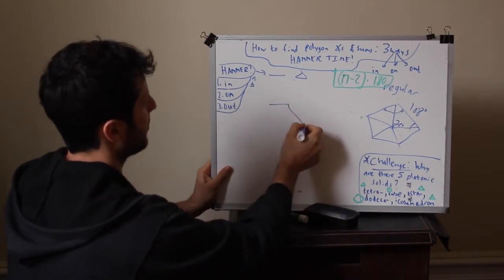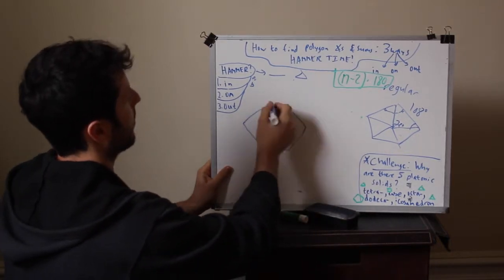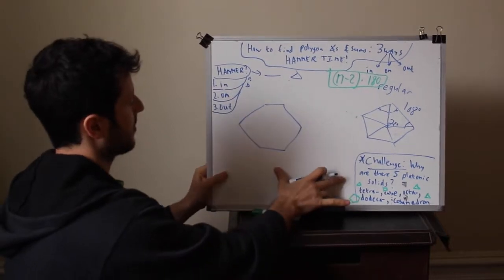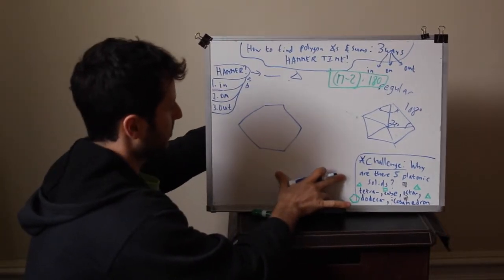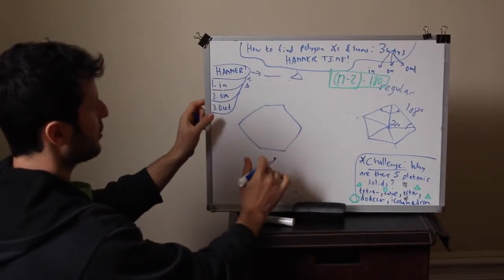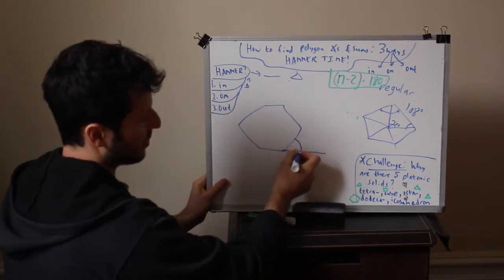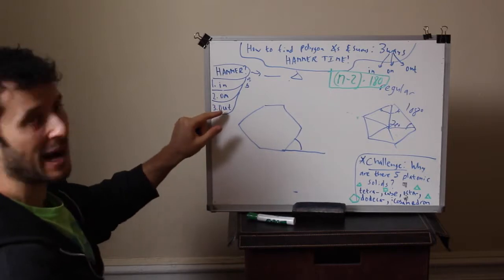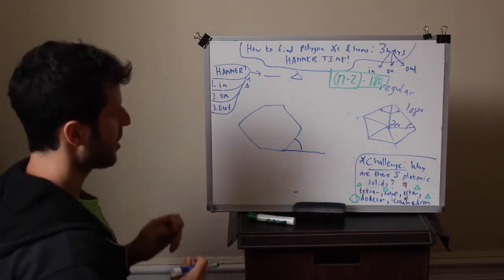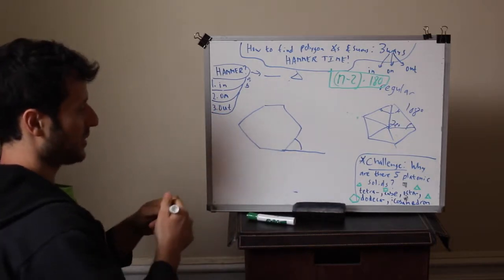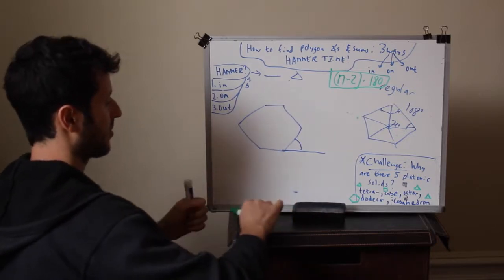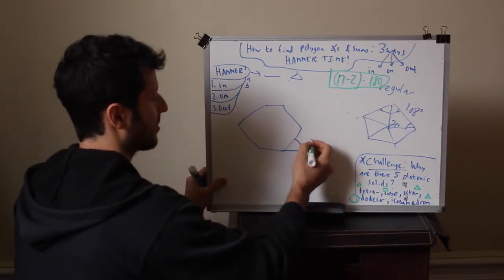All right, so let's do our favorite hexagon again. Now, here's the thing. We are going to consider an exterior angle. So we're going to take this angle. That's going to be our focus. So that's the out part. That's what I'm referring to. So what are we going to do? Let's say this is x.